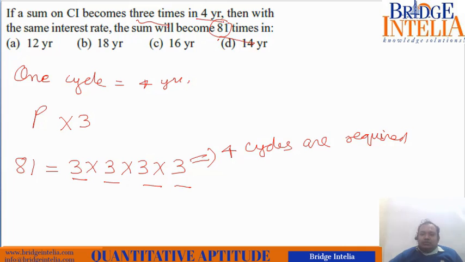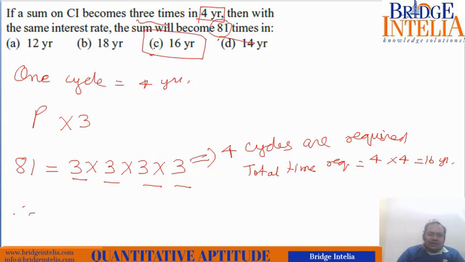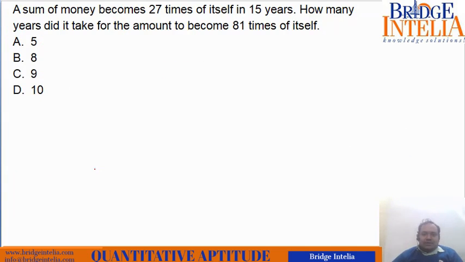So one cycle is equal to 4 years. So therefore 4 cycles are required. Total time required is equal to 4 into 4 cycles, 16 years. Let's move to the next one.